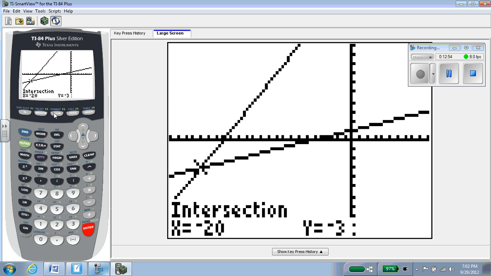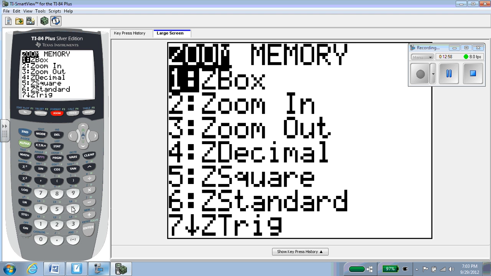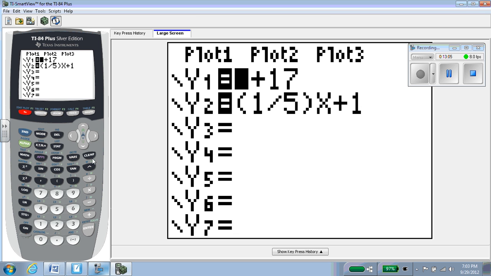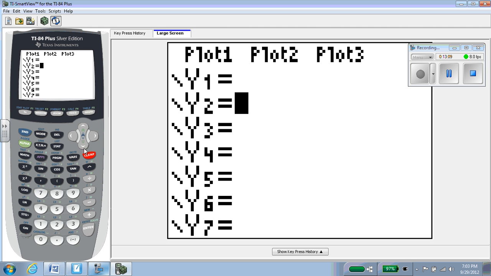Okay, I'm going to zoom 6 to put my window back so I'm ready for my next problem. There we go. I'm going to clear and clear. But those are all the problems I have for today.